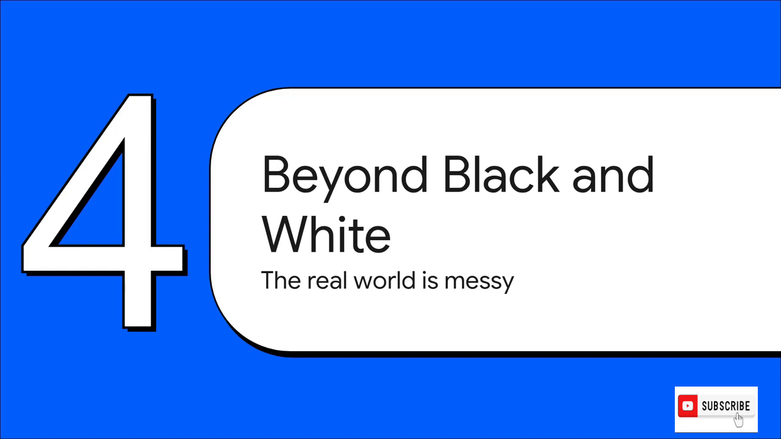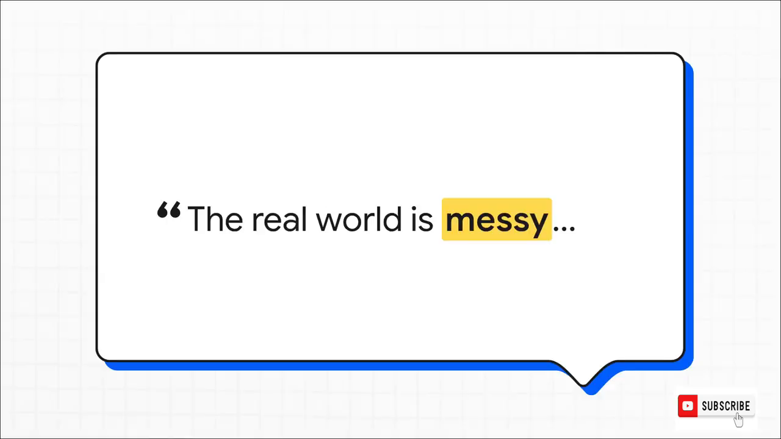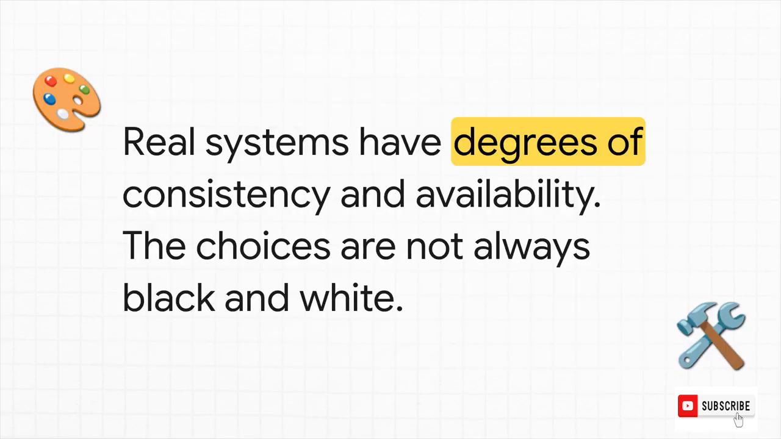So it seems pretty simple, right? Banks choose C, social media chooses A. Case closed. Well, not quite. As with most things in engineering, the reality is actually way more nuanced than that. Because, yeah, the real world is messy, and the choices that engineers have to make are rarely that black and white. What modern system designers have figured out is that it isn't about choosing 100% availability or 100% consistency.